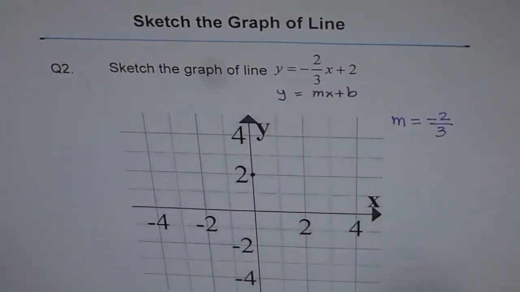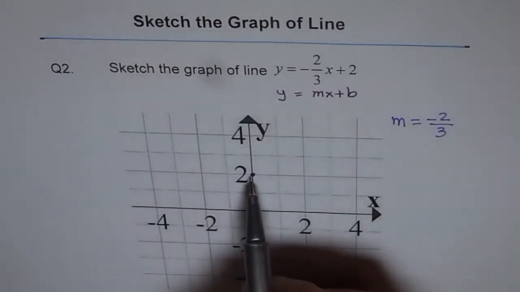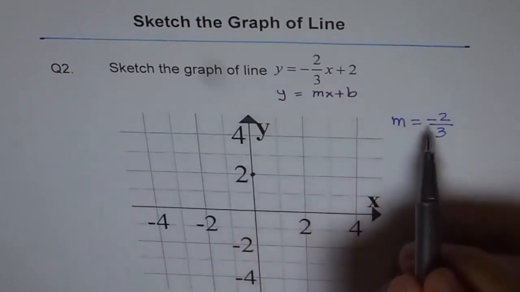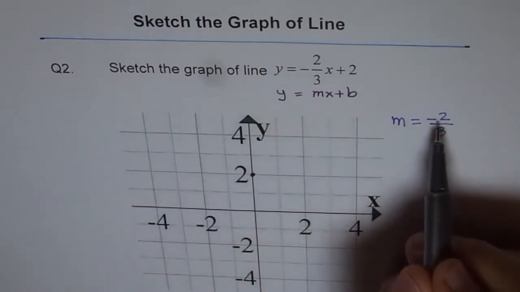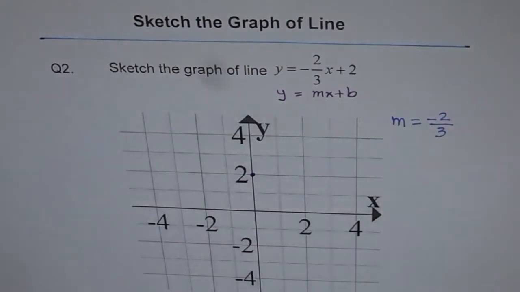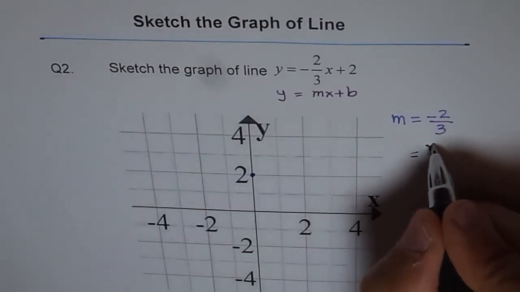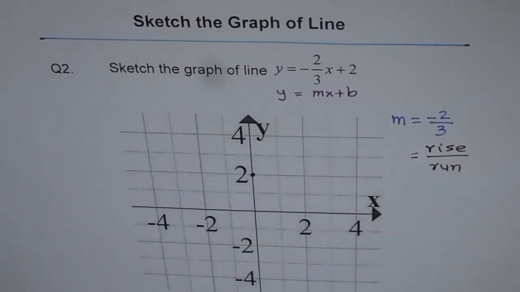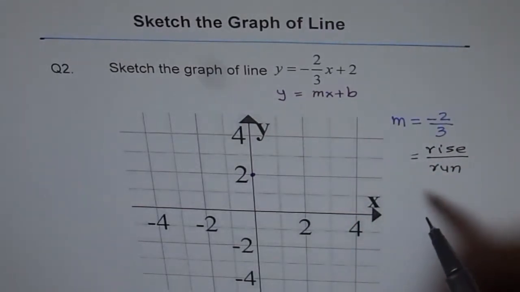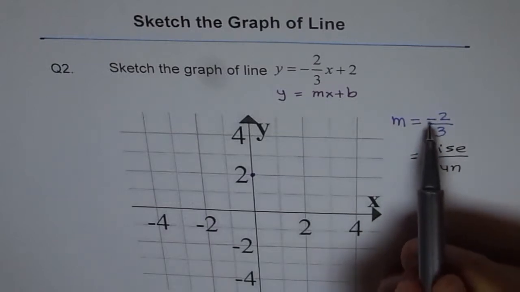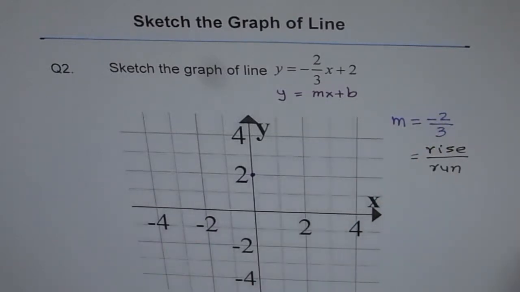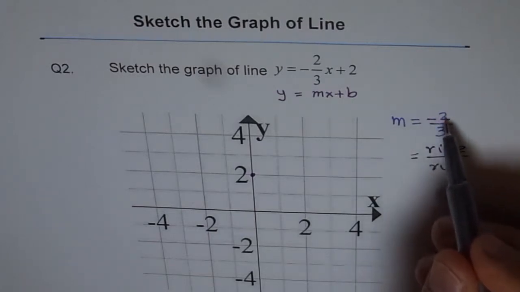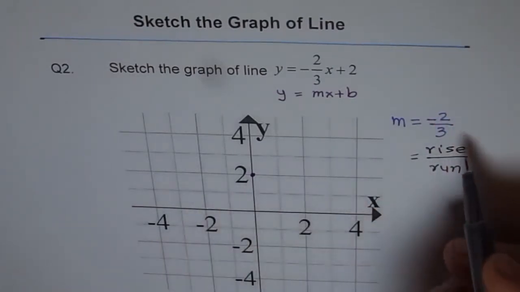Now, -2/3 means that if I move from point 2, which is the y-intercept, I could go minus 2 up, rise. This is rise, correct? So let me write this as rise over run. So slope, as you know, is rise over run, correct? So we will use the rise over run technique to get to the next point. So rise is minus 2. Minus 2 means negative 2. Negative means going down by 2. So instead of rise, it is kind of fall, correct?